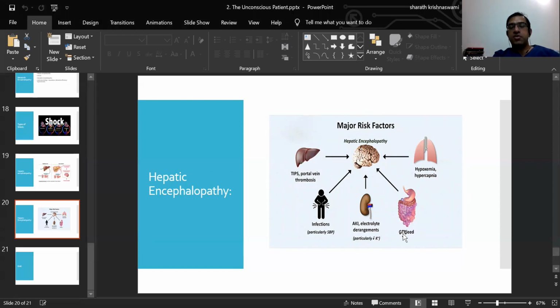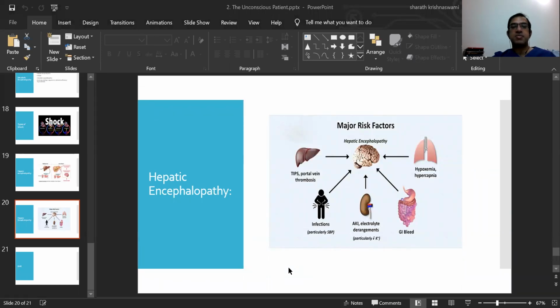One of the few risk factors that may cause a person to develop hepatic encephalopathy are a few conditions such as TIPS, where there is a portal vein thrombosis. Portal vein is a vein that contains deoxygenated blood that is carried to the heart. Infections such as spontaneous bacterial peritonitis can lead to hepatic encephalopathy. Any acute kidney injury, electrolyte disturbances, particularly a decreased potassium, or a gastrointestinal bleed, or a decreased level of oxygen and an increased level of carbon dioxide are risk factors that may predispose a person to develop hepatic encephalopathy.